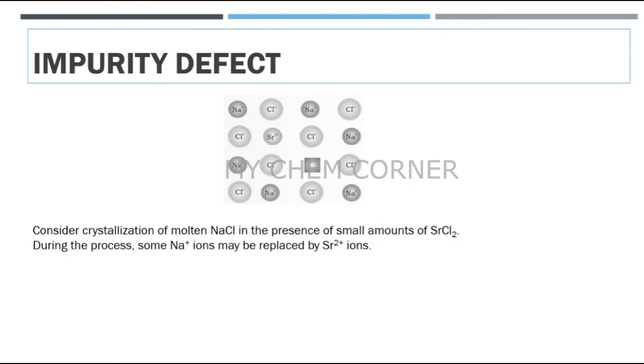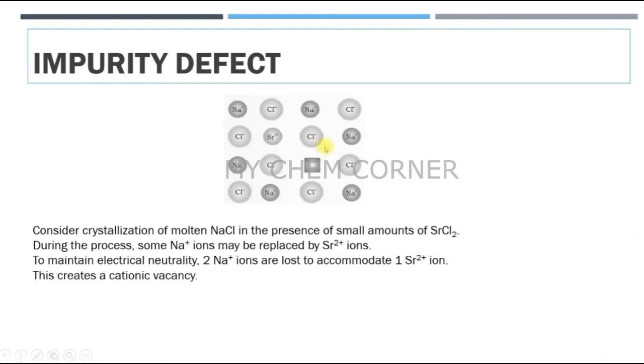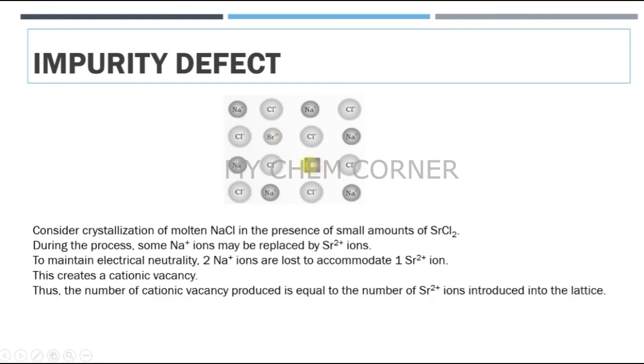Now when you try to replace them, if you observe, their valencies are different. Na is +1, Sr is +2. To maintain the electrical neutrality, because Sr is 2+, you need to replace 2 sodium ions. 2 sodium ions should be lost to accommodate 1 strontium ion. Now when you do that, what will happen? There is a cationic vacancy that is observed. One of the sodium ions is occupied by Sr2+, but the other place is going to be vacant, and that is going to be a cationic vacancy.